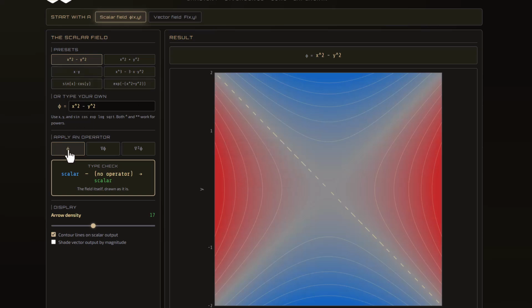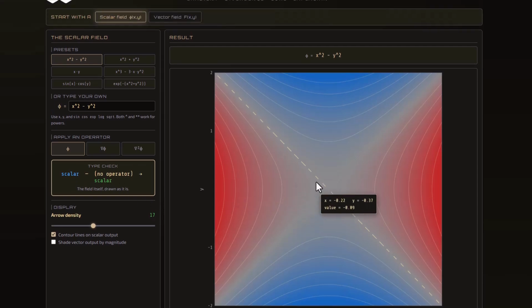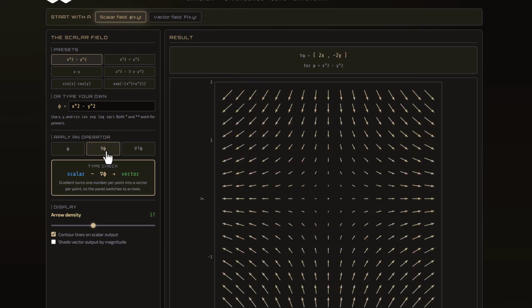And what we're looking at currently in our contour plot is the field itself. So I've got phi selected. Okay. So I'm looking at the scalar and I haven't done any operation on it yet. We're looking at the function as it is. And what I want to do next is click on the gradient operator here.